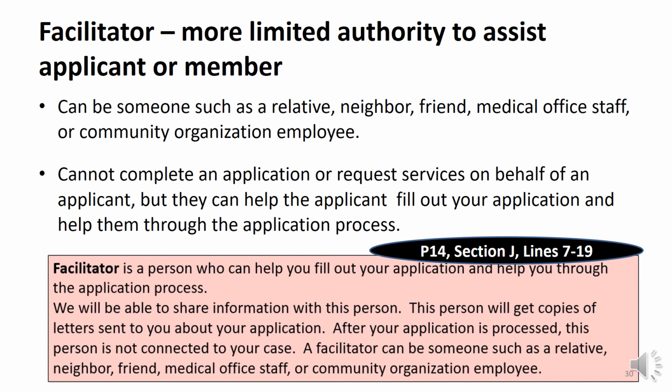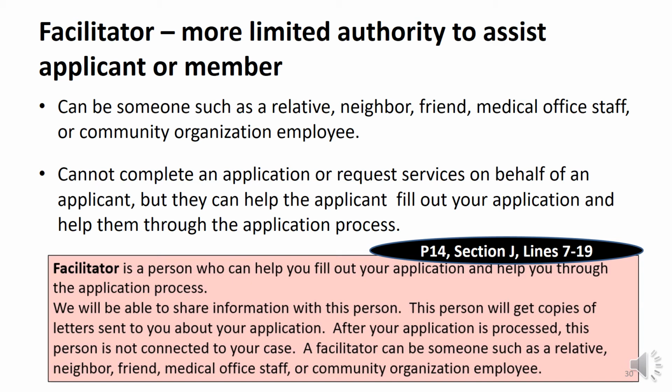A facilitator has a more limited authority to assist the applicant or member. It can be someone such as a relative, neighbor, or friend, or medical office staff, or community organization employee. They cannot complete an application or request services on behalf of an applicant, but they can help the applicant fill out the application and help them through the application process.